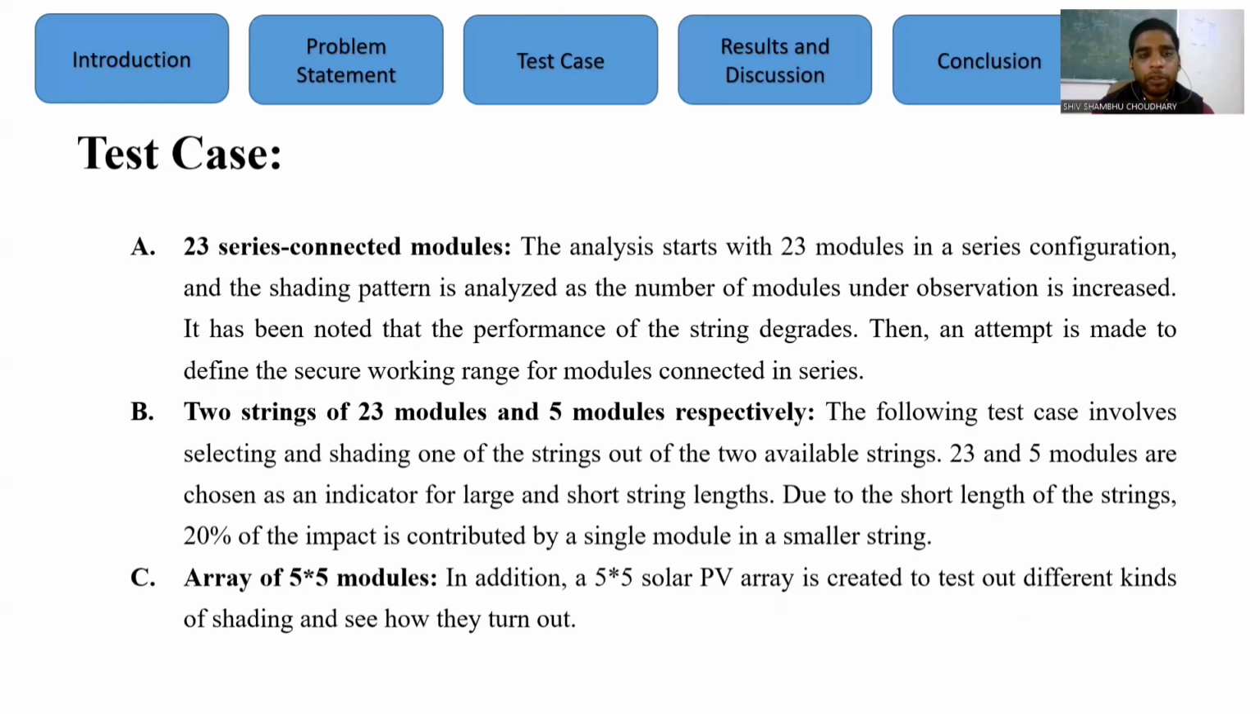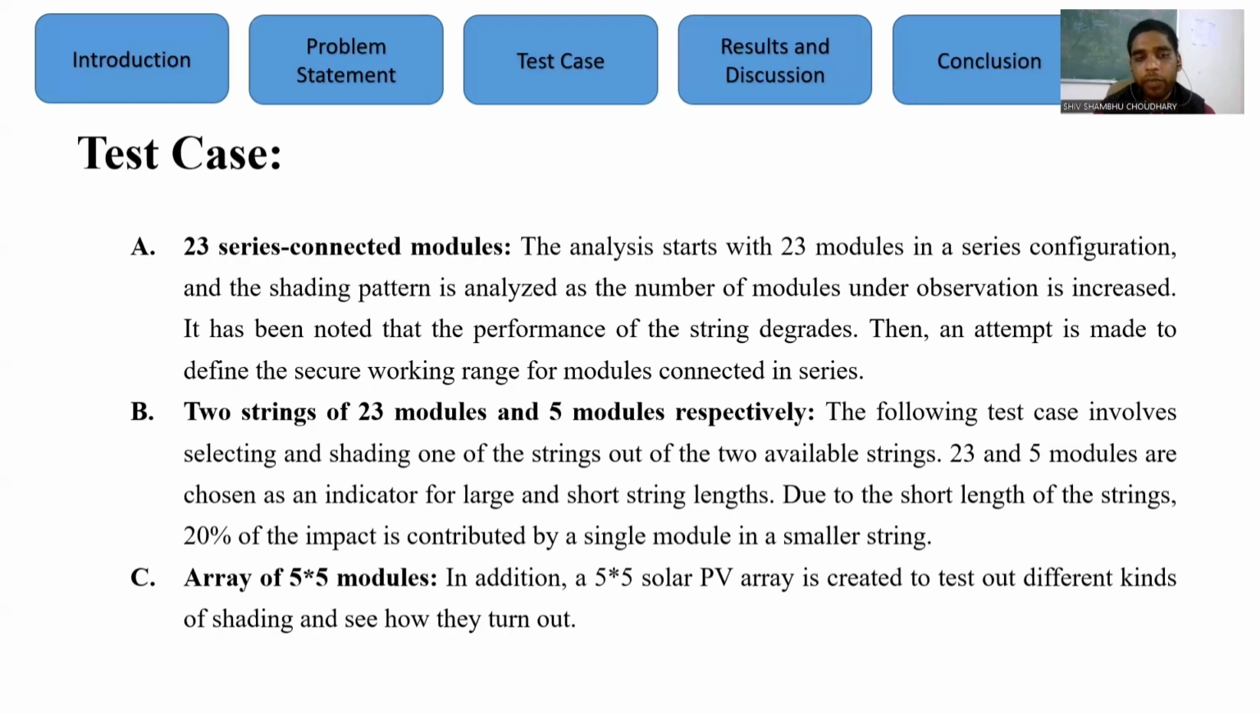So, coming to the discussion of the test cases, the first test case is 23 modules connected in series. The analysis starts with 23 modules in a series configuration, and the shading pattern is analyzed as the number of modules under the shading pattern is increased. It has been noted that the performance of the string decreased as the number of modules under the effect of shading has been increased. Then an attempt is made to define the secure working range for modules connected in series.